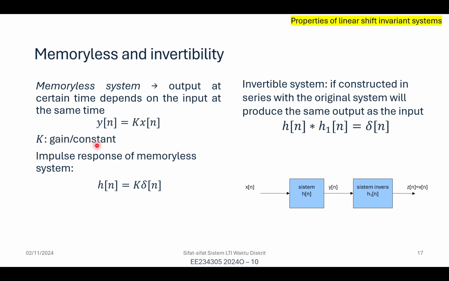where k is the gain or the constant, and the impulse response of the memoryless system here is hn equals k times delta n, right? And the invertible system here, basically we just change this x into delta and so on. And invertible system, if the system is constructed in series with the original system, they will produce the same output as the input. So if we have hn and we have h1n, we convolve those two, it will be delta n. So hn here, note that it's an output of the delta n, and the hn and h1n, if they are set in series, then it becomes delta n, the original input.